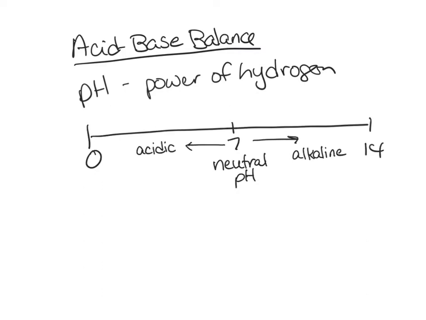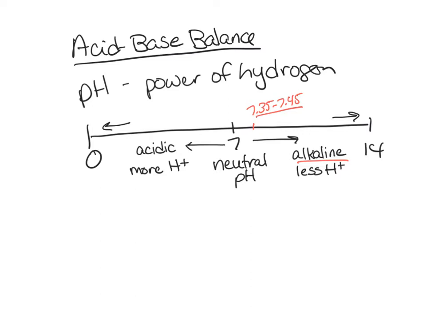So we're really looking at the concentration of hydrogen in a solution. If a solution has less hydrogen, it's considered alkaline, and if it has more hydrogen, it's considered acidic. And the more hydrogen it has, the lower the pH will go, and the less hydrogen a solution has, the higher the pH would go. So, for example, the pH of blood is 7.35 to 7.45. So it is slightly alkaline because it's above a pH of 7.